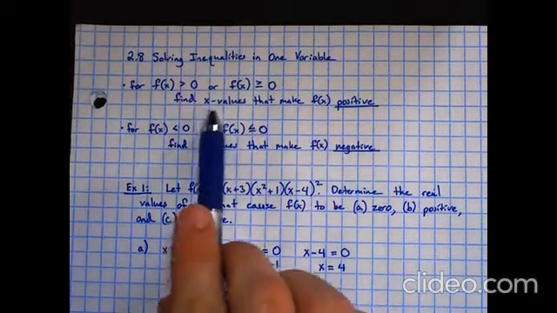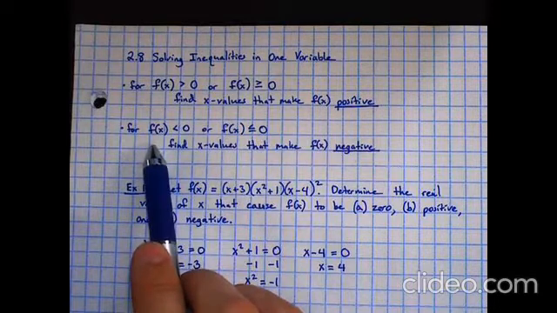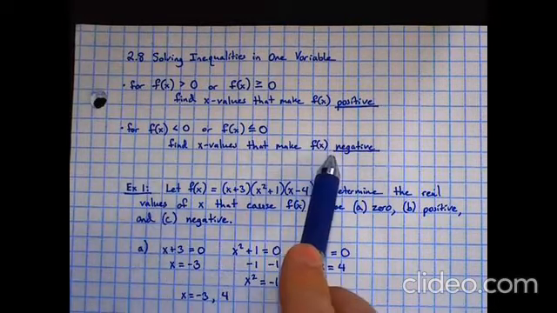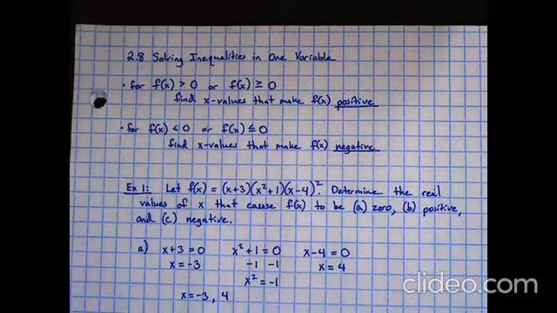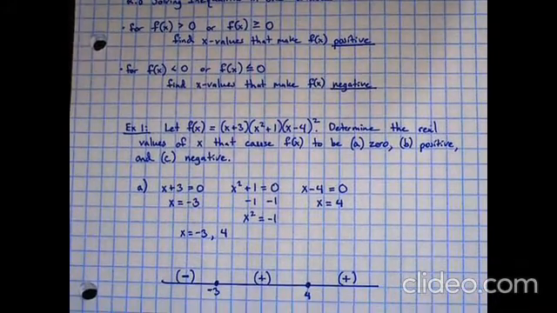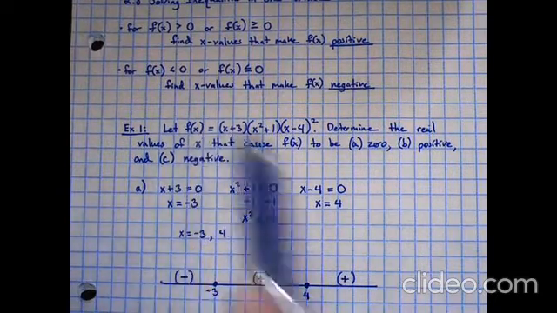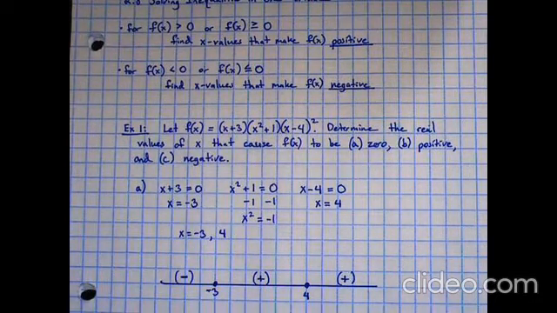So we want to find those x values that make the function positive, or if we're looking for less than, we want to find the x values that make it negative. And example 1 is a good problem to try. So we're going to let f of x equal (x plus 3)(x squared plus 1)(x minus 4) squared. We want to find all the x values that cause the function to be 0, positive, and negative.